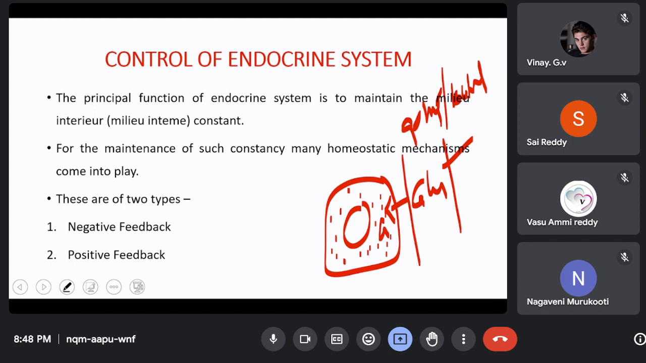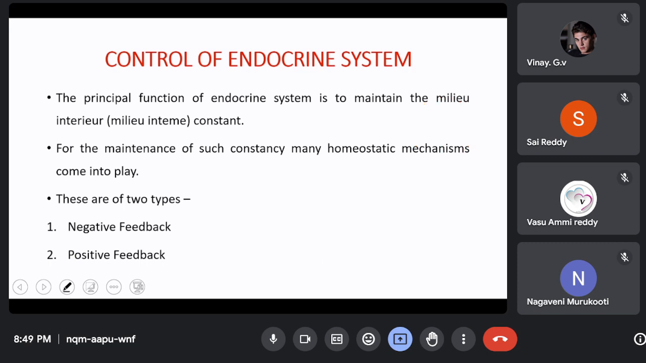So wherever you come across body fluids or anything, it has to be maintained constant. That is what milieu interior constancy, as proposed by Claude Bernard, is. This is accomplished by ionic regulation and osmoregulatory mechanisms. And these mechanisms come under a term coined by Walter Cannon as homeostasis.